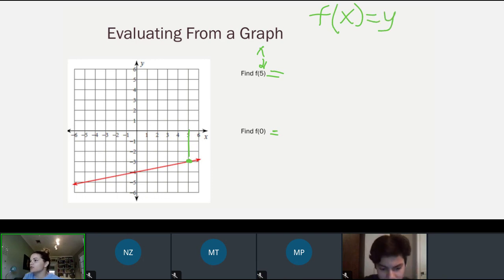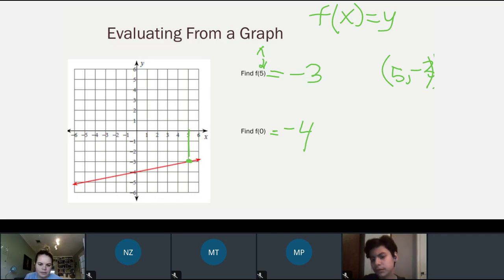Okay, so our answer is just going to be -3. And then if we wanted to write it as an ordered pair, it would be (5, -3). Okay, so now let's talk about f of 0. It would be -4. Exactly. Good job.